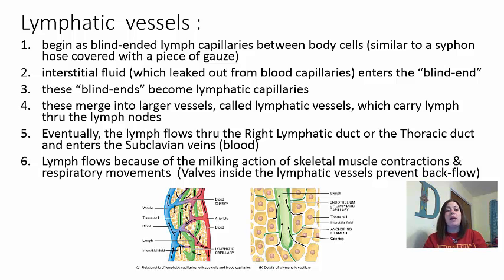Eventually, the lymph fluid flows through the right lymphatic duct or the thoracic duct, and it's going to enter the subclavian vein. So it's ultimately going to be returned to the blood. It's just going to take a different route to get there, through these lymphatic ducts into the subclavian veins. The lymph flows similar to what we saw in the veins, with a milking action of the skeletal muscles with contractions, as well as the respiration movements of the diaphragm moving up and down, which helps pull the fluid up. There are also valves inside the lymphatic vessels which prevent backflow like we see in veins.